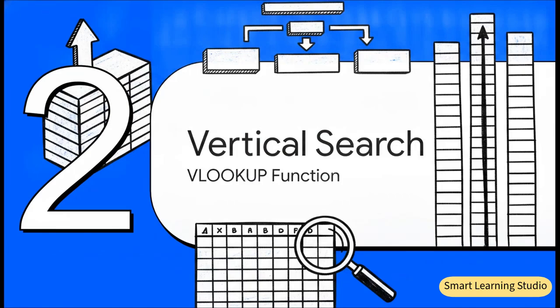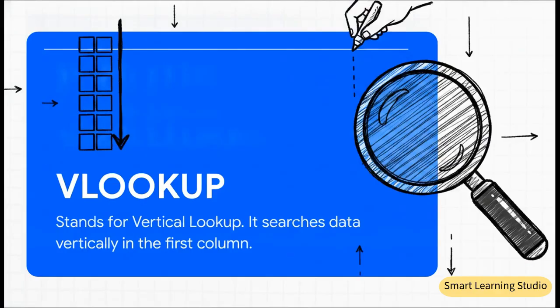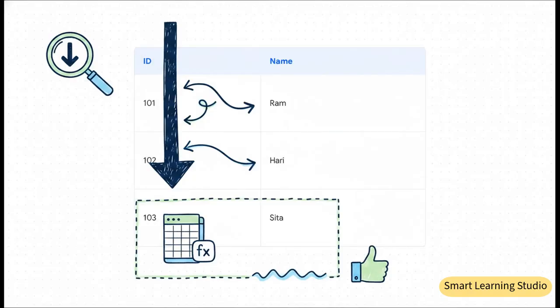Moving on to part two, VLOOKUP, or the vertical search. Now, VLOOKUP simply stands for vertical lookup, and the absolute most important thing to keep in mind here is the direction. It searches for data vertically, meaning it scans top to bottom straight down the very first column of your selected table. Now, what's really interesting about this setup is the layout required for a vertical search.